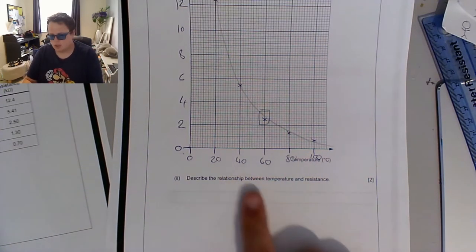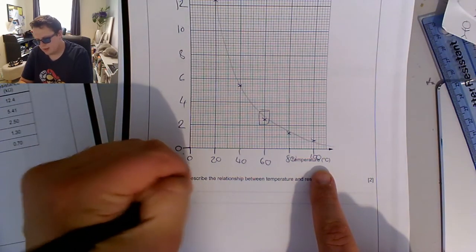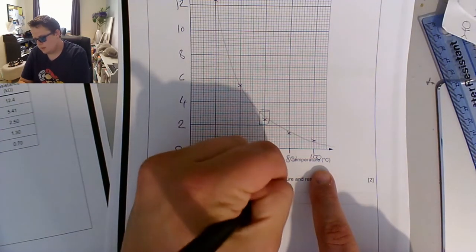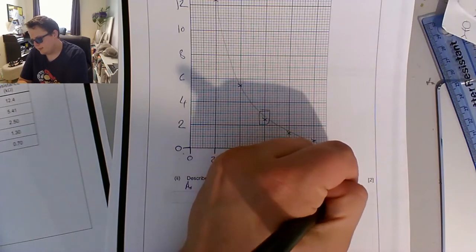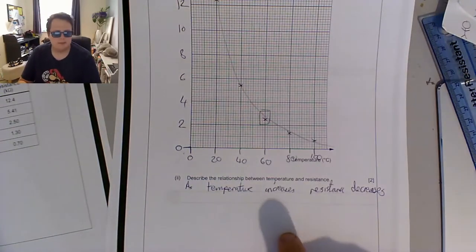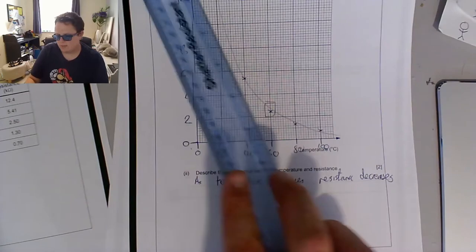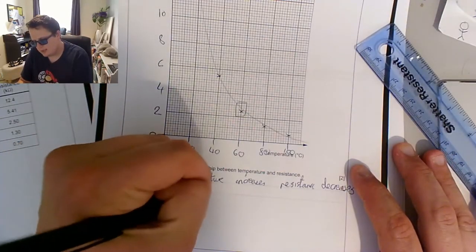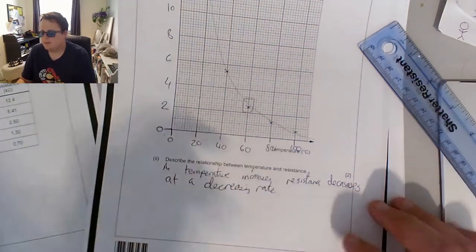So as temperature increases, our resistance is decreasing. So as temperature increases, resistance decreases. Now that's one mark. We've said about the general relation. The second one is always about the rate. The rate is, remember, how steep this line is. That line's getting less steep. So at a decreasing rate, second mark.